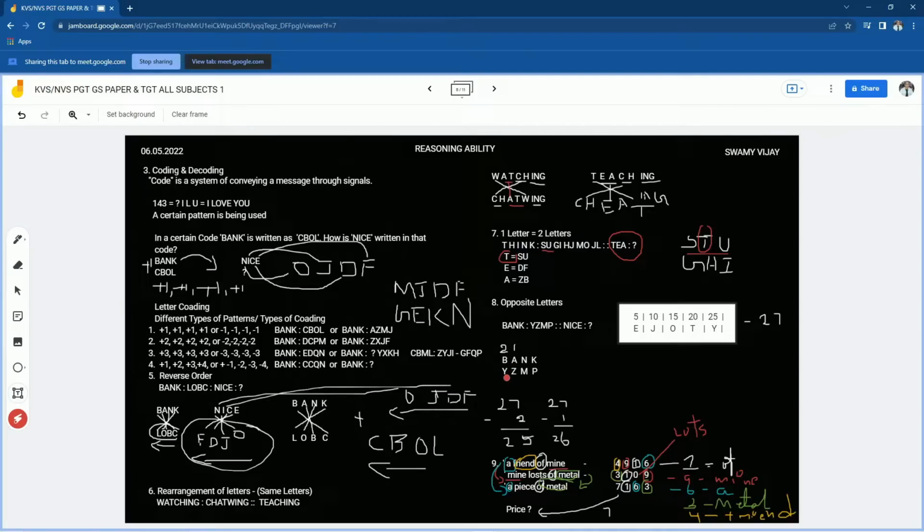Why is the letter Y used in front of B? How has it become the equivalent letter for B? That is the question. Is it the same in your mind too? Yes, sir. So if all these patterns fail, if all these logics fail, then you have to use this opposite letters logic.